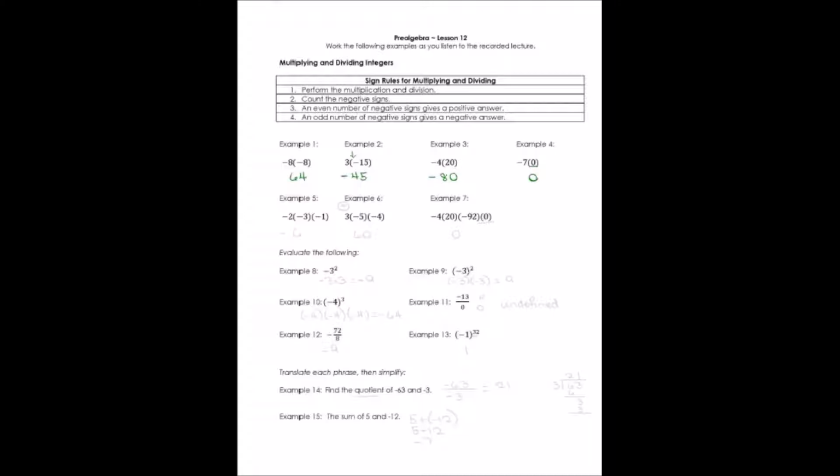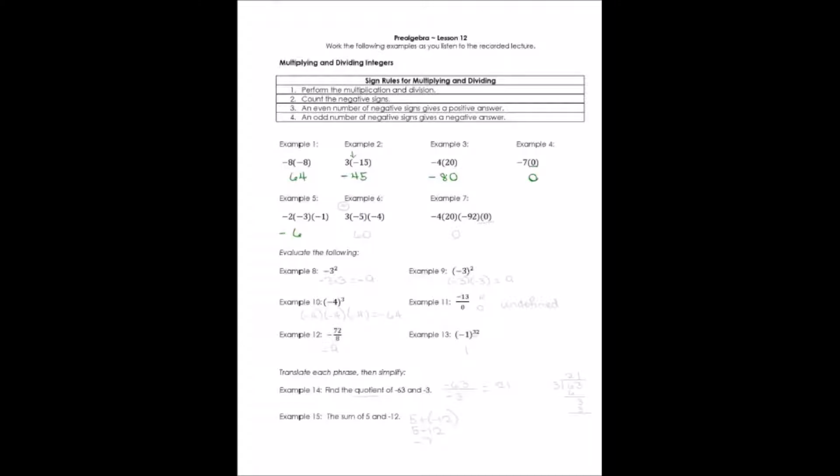Now let's look at number 5. I've got negative 2 times negative 3 times negative 1. Count the negatives because it's all multiplication. So I've got 3 negatives. I will have a negative answer. Now let's do the multiplication. 2 times 3 is 6. 6 times 1 is just 6.